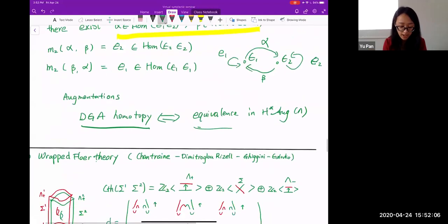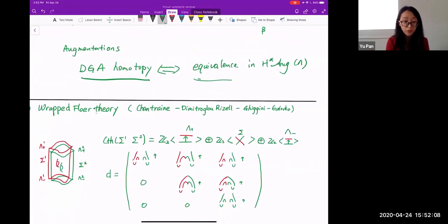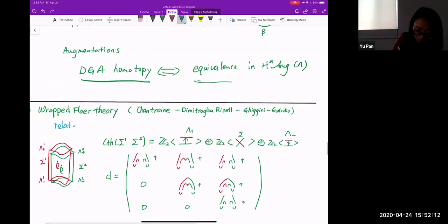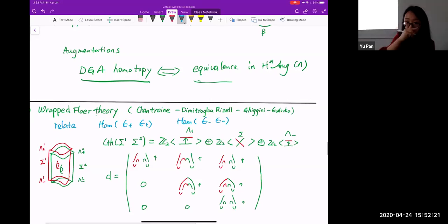So in the next step, we will use Lagrangian Floer homology to relate the hom of the top and hom of the bottom, right? Because we want to check the relation of their equivalence. And right now, equivalence just be transferred to some hom. And we just want to relate these two spaces. Okay.